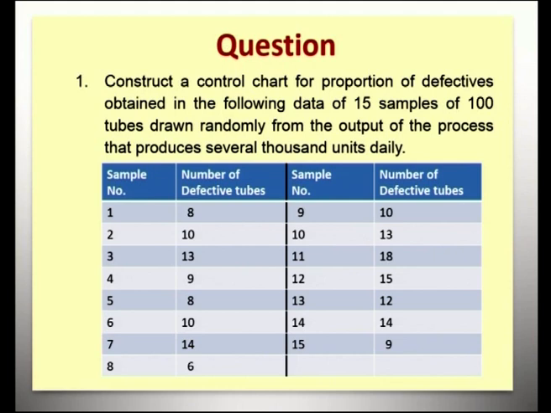Based on the discussion in this session, the following question may be posed. Construct a control chart for proportion of defectives in the following data of 15 samples of 100 tubes drawn randomly from the output of the process that produces several thousand units daily. So, 15 samples have been drawn, each sample consisting of 100 tubes. The data given is sample number 1 and number of defective tubes is 8. It means out of 100 tubes in sample number 1, 8 tubes are defective. Similarly, out of 100 tubes in sample number 2, 10 tubes are defective. Likewise, in sample number 15, out of 100 tubes, 9 tubes are defective.